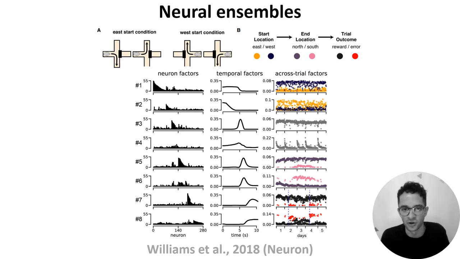Finally, in the across trials column, each dot shows a single trial, the x-axis shows the order of the trials, and then each y-axis shows how active each ensemble was on a given trial. And the dots are coloured by the different trial properties shown in panel B. For example, if we focus on ensemble 2, its temporal factor shows us that these neurons are mostly active at the start of a trial, and its trial factor shows that these neurons are more active on trials when the mouse starts in the east than the west arm of the maze. Compare the yellow to the purple dots. Now, I'd encourage you to pause the video and try to interpret the other ensembles yourself.